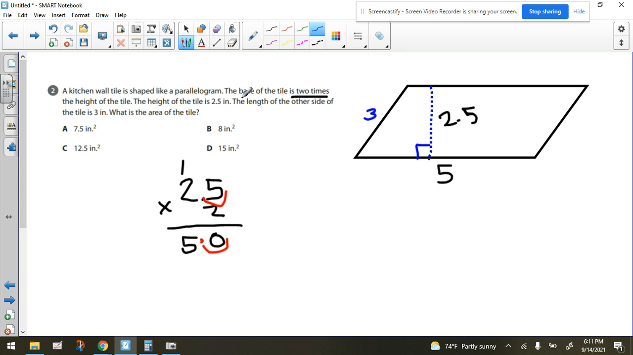The length of the other side of the tile is 3. So I'm assuming that they're talking about this line right here, which means that this line would be 3. By the way, if this is 5, then that means that this would be 5. So if they wanted the perimeter, then we'd be tackling this a lot differently. But they want the area.